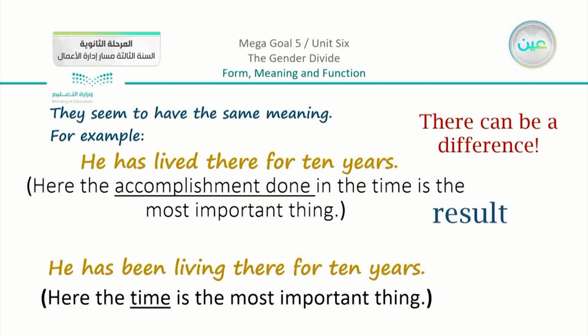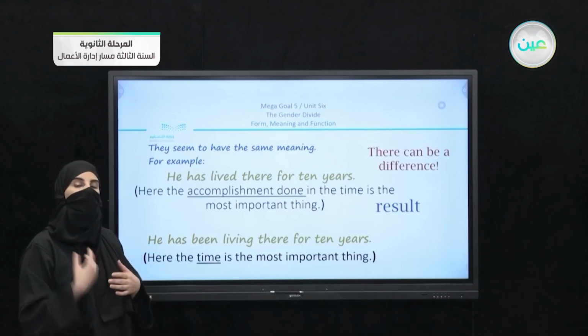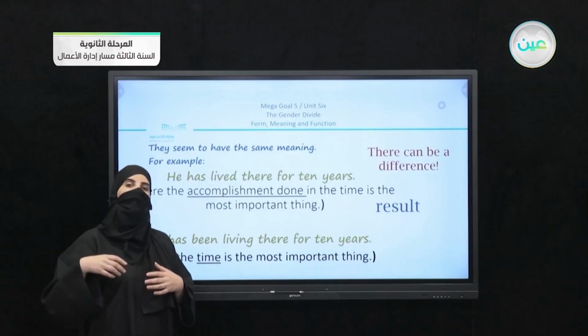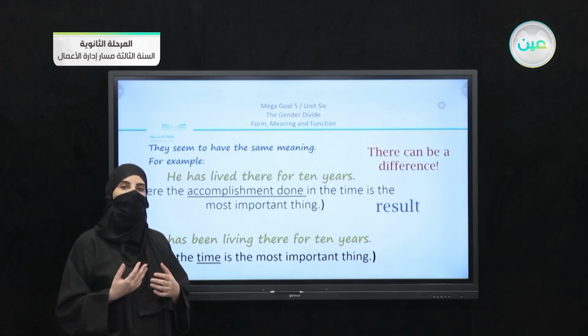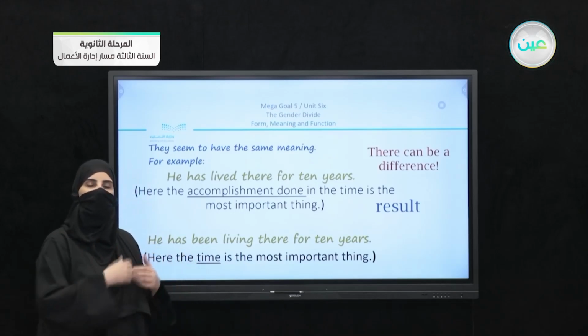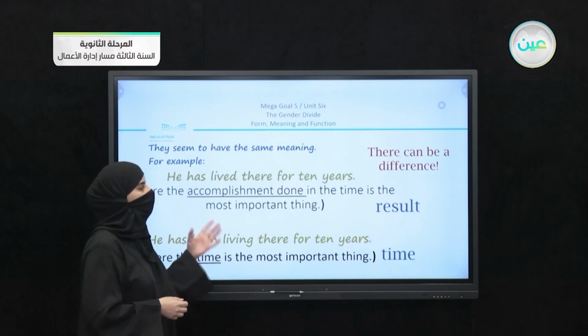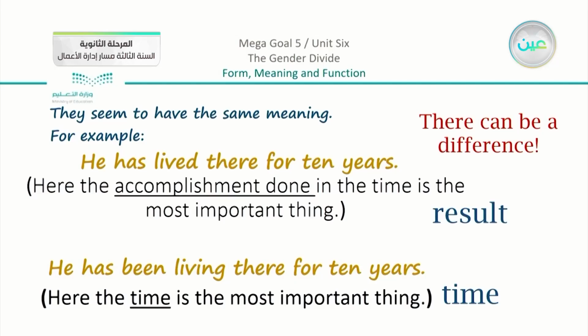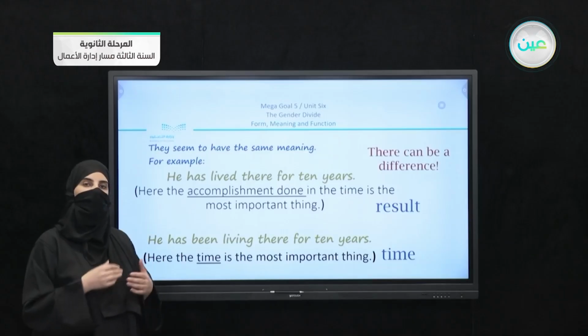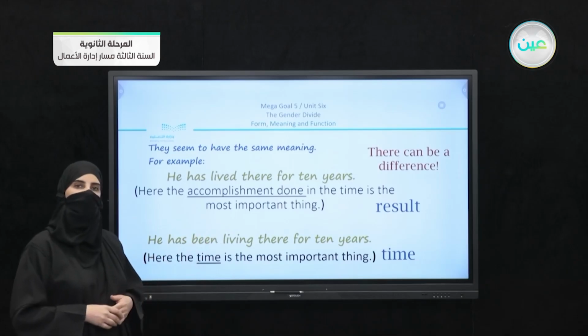But in the second sentence we have here, he has been living there for 10 years. You can see that if we use has been plus the progressive tense, we are focusing on the time. So back to the person who is living in another town, I am focusing on the time. How many years has he lived outside our city? So we can see that we are focusing on the time. So if you are using the present perfect simple, you are focusing on the result or the action. If you are using the present perfect progressive, you are focusing on the time.